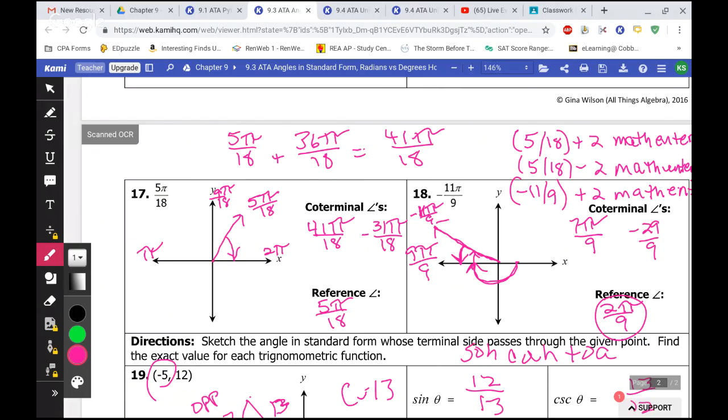It's so much easier when your denominator is even to figure out what the other quadrantal angle is going to be in between, like 9, because 9 pi over 9 and 18 pi over 9. Mm-hmm. Let's see. Oh, shoot.